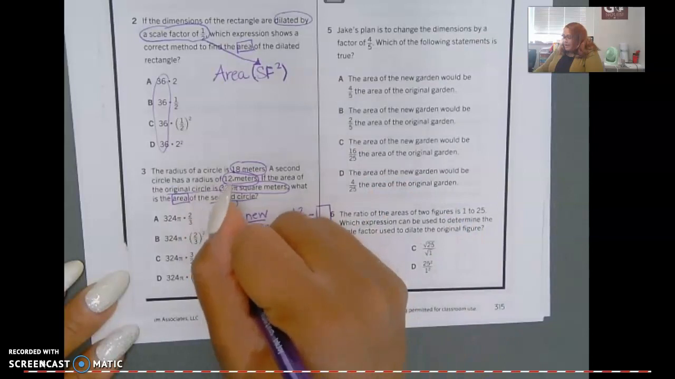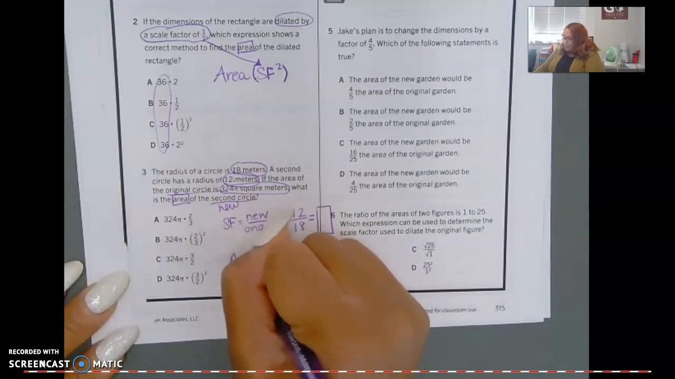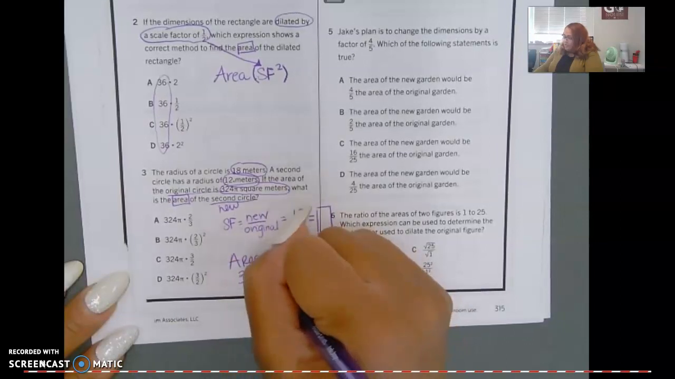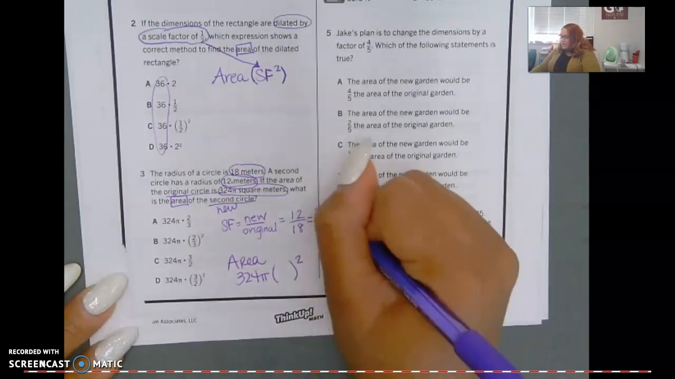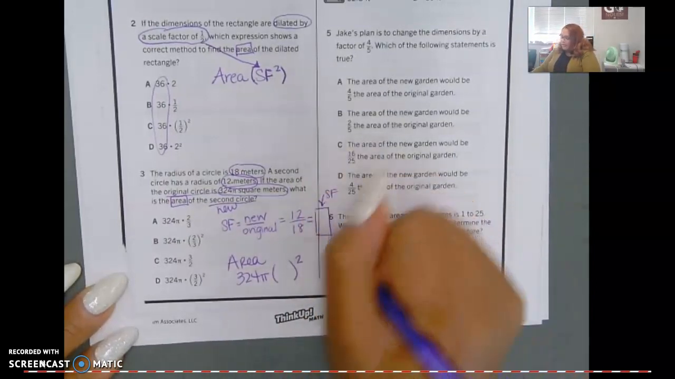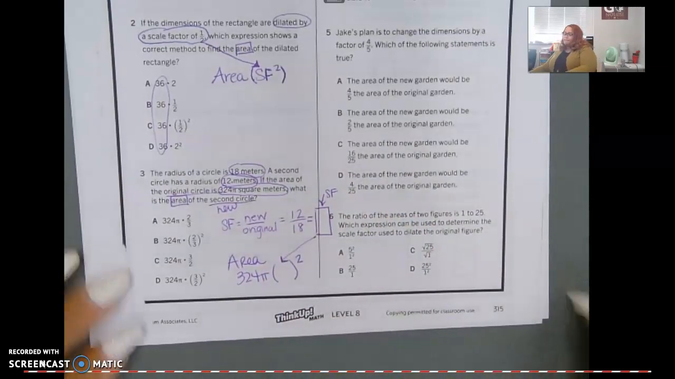And then I would take my area, which is 324 pi, and I would multiply it by that scale factor squared. So this is my scale factor. This is what's going in this set of parentheses here.